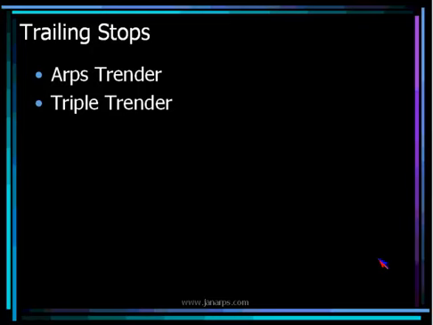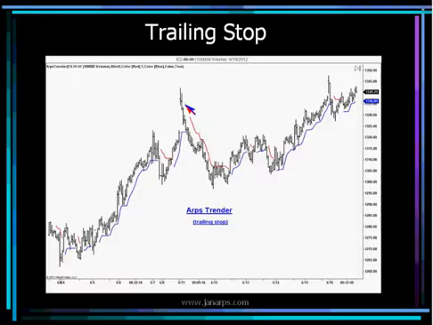Once we have gotten into the trade, again, I'm not really going to get into the entry signals. I'm going to refer you to our website once again, www.johnarps.com, to review some of the other webinars that identified the entry setups. But once we are in the trade and we're looking for a way of keeping our profits while we have them, we want a trailing stop, and for this we use the Arps trender and the triple trender.